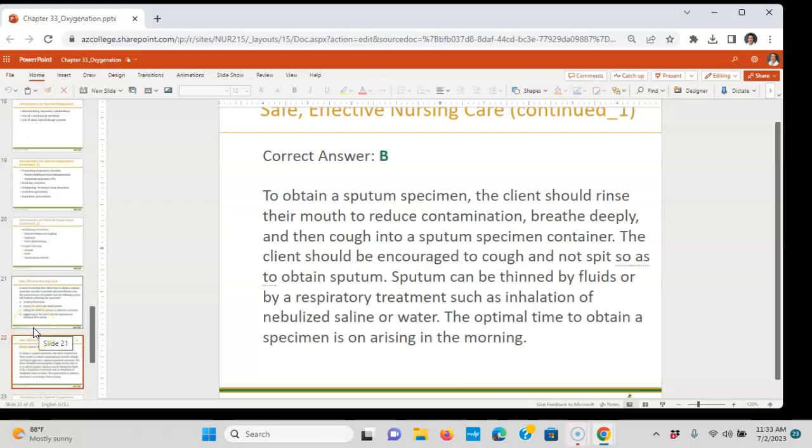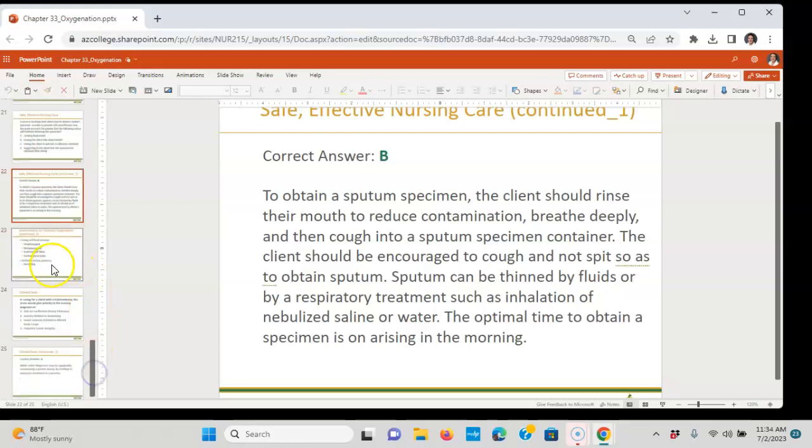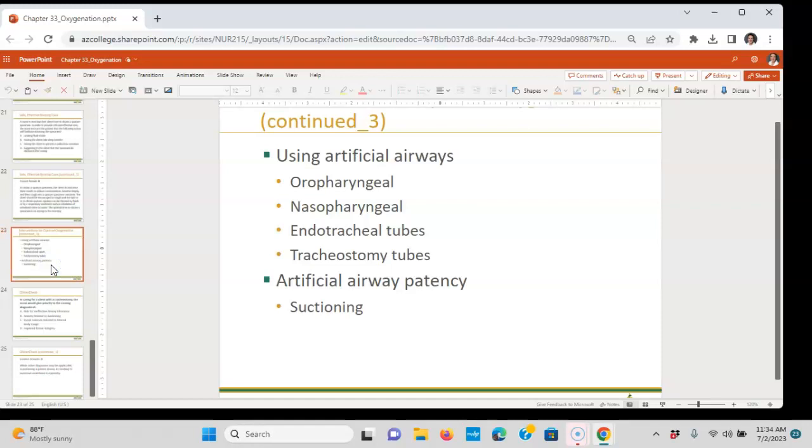Okay? The optimal time to obtain a specimen is rising in the morning. So sputum can be thinned by fluids. They should not be spitting into it, but the client should be encouraged to cough and deep breathe. The client should rinse their mouth to avoid contamination. And they need to cough up that specimen for us.